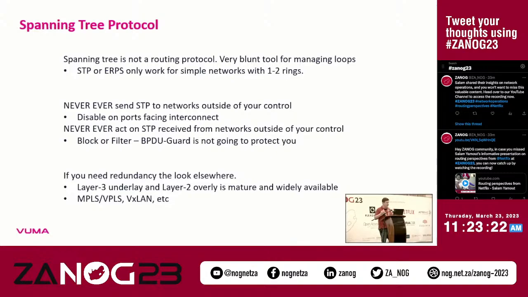And if you need redundancy, look elsewhere. The layer 3 underlay with layer 2 overlay products, or protocols rather, are mature, and at this point like 10, 15 years mature. They're available, they're high performing, they're available built into chips from just about every vendor. There's really no reason to not be using something like MPLS, VXLAN, or there's a few others as well, but those are the two most people know about. There's no reason to be not using one of those rather than trying to connect everything together at layer 2.